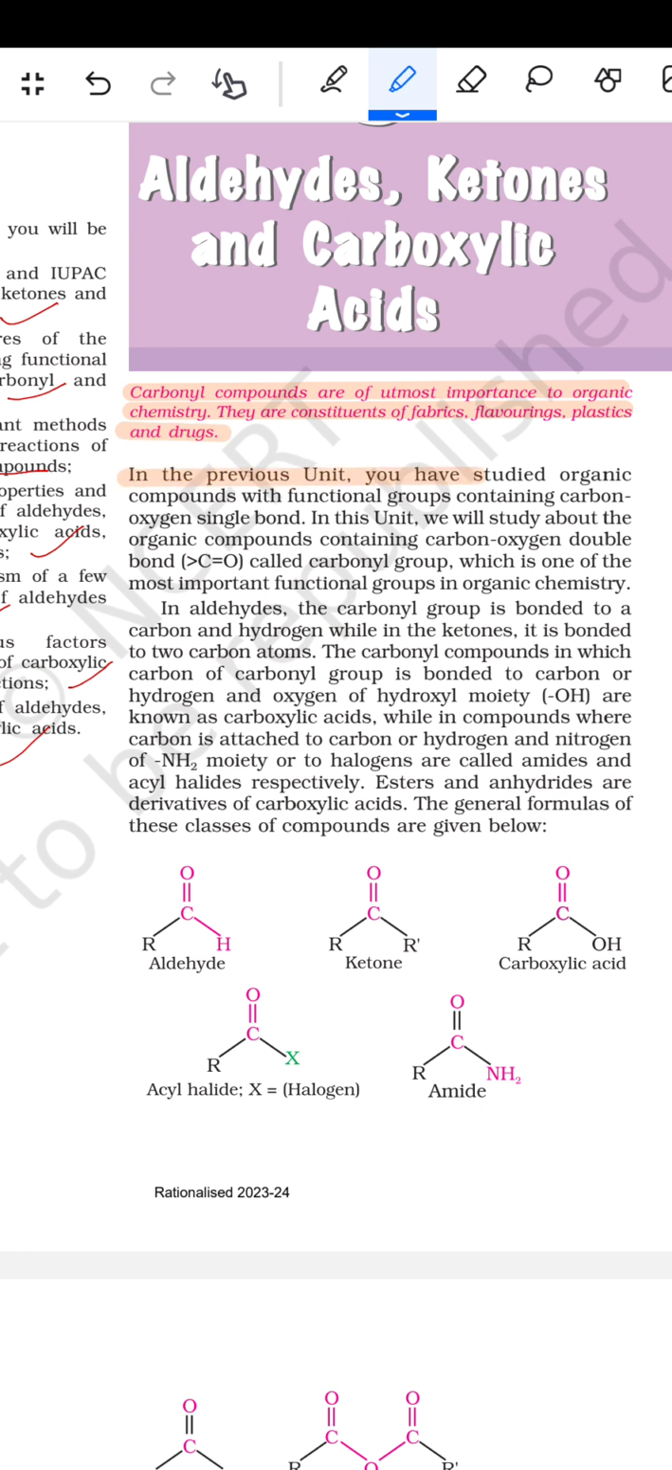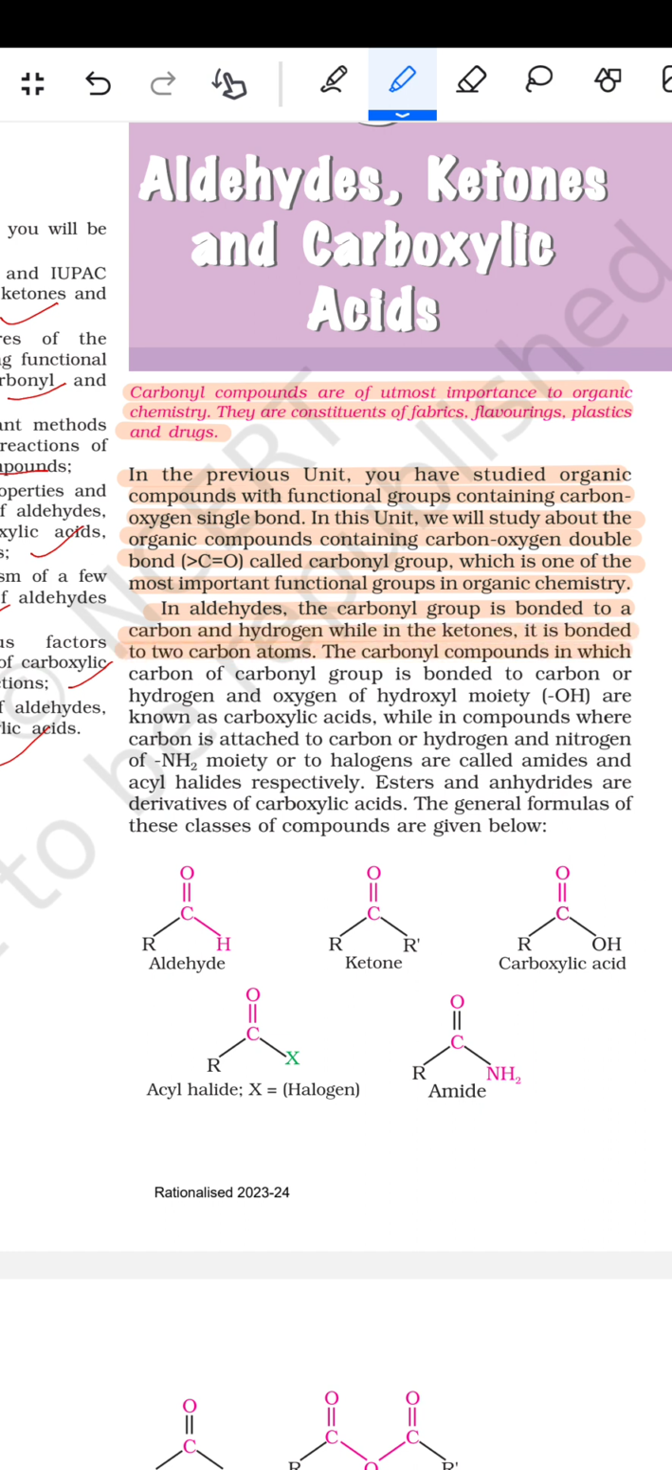In the previous unit you have studied organic compounds with functional groups containing the carbon oxygen single bond. In this unit we will study the organic compounds containing the carbon oxygen double bond, also called the carbonyl group, which is one of the most important functional groups in organic chemistry. In the aldehydes, the carbonyl group is bonded to a carbon and a hydrogen, while in the ketones it is bonded to two carbon atoms.